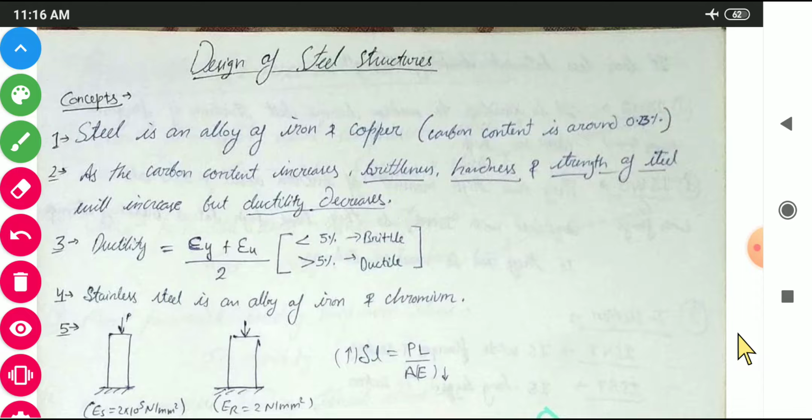First, steel is an alloy of iron and copper, and carbon content is around 0.23%. Next, what is the use of carbon? As the carbon content increases, the brittleness, hardness and strength of steel will increase, but ductility will decrease. And ductility we can find by using this formula.